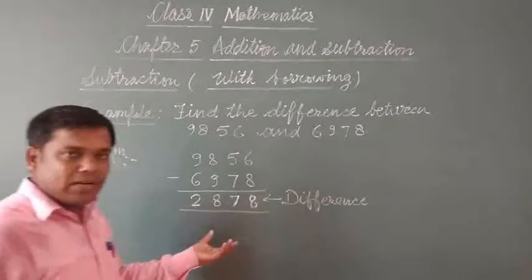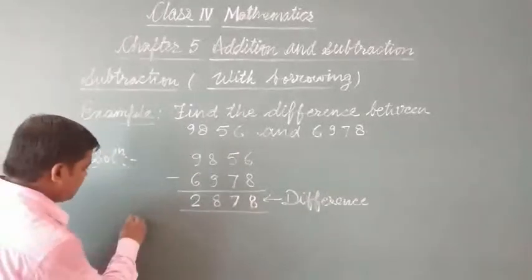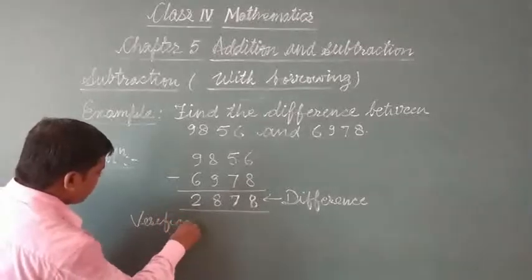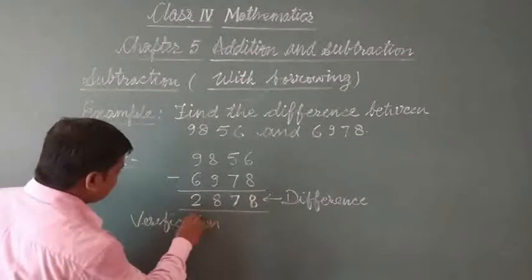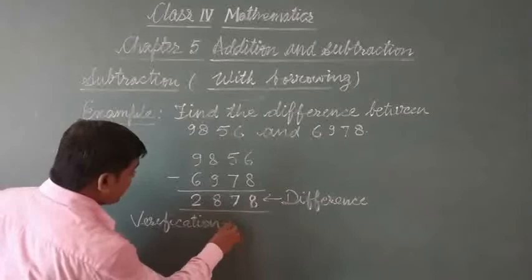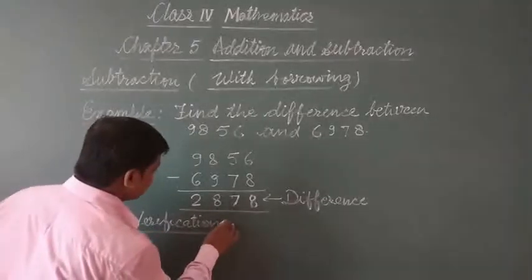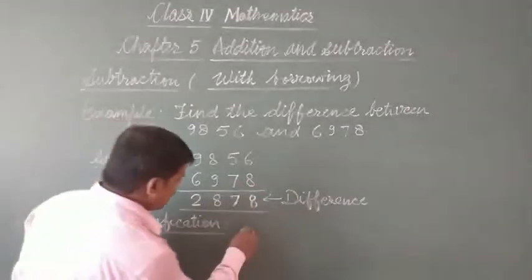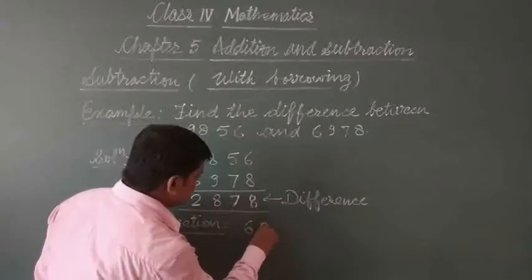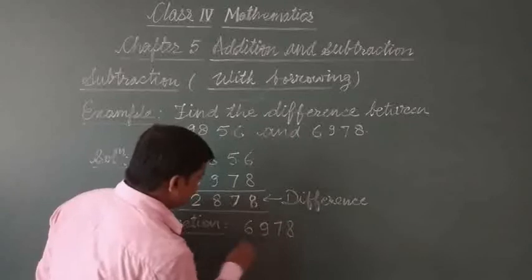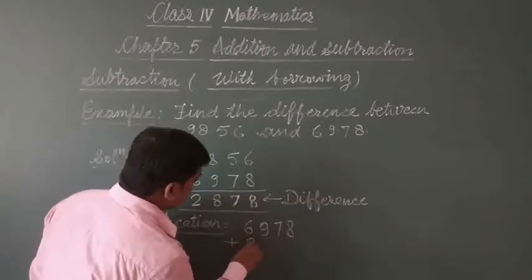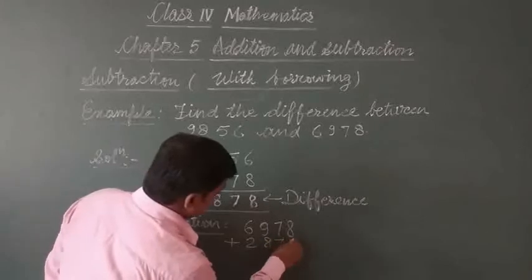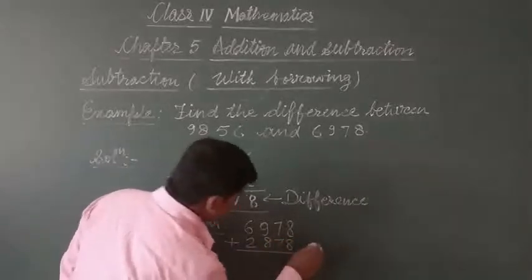Again you can verify your answer. So verification here, you can write it. You can add the difference and the subtrahend. So 6,978 plus 2,878. Now you will add.